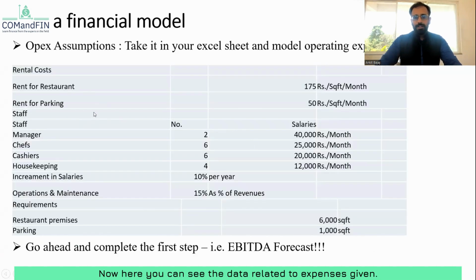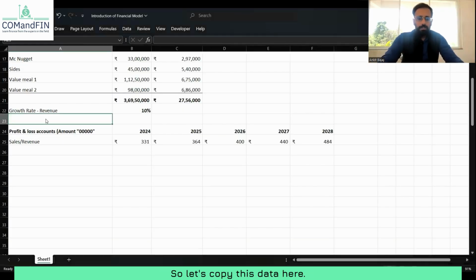Now, here you can see the data related to expense is given, right? Data related to expense is given here. So let's copy this data and paste it into the Excel sheet so we can forecast the numbers to complete our financial model. So let's copy this data here.